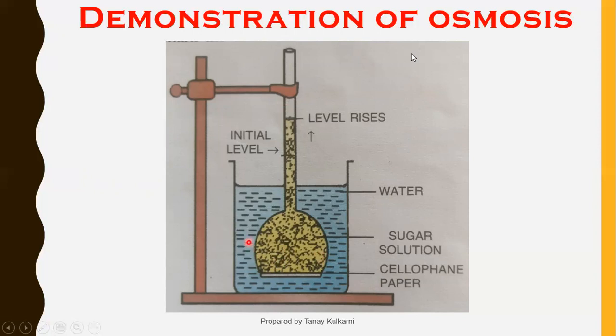You can modify this experiment, correct? You can modify this experiment by just keeping, instead of water in the beaker, a very dilute or less concentrated sugar solution as compared to the more concentrated sugar solution in the thistle funnel. Okay, one more twist we can do, and we can record the observation.